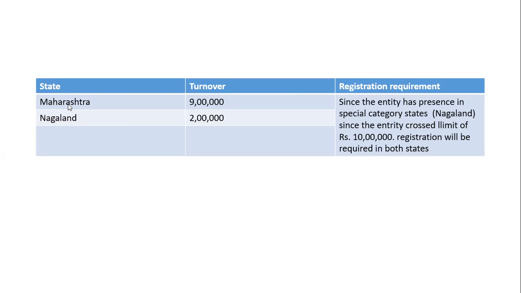In both the states, you have to register. Maharashtra and Nagaland, turnover is 9 lakhs and 2 lakhs. You have office in Maharashtra, you have office in Nagaland, 2 lakhs. You have to register yourself in both the states because you are crossing the limit of 10 lakhs.